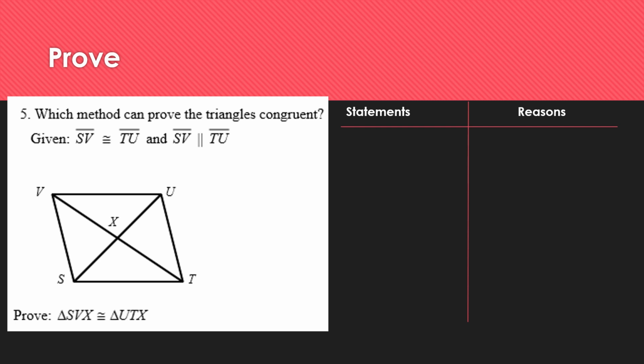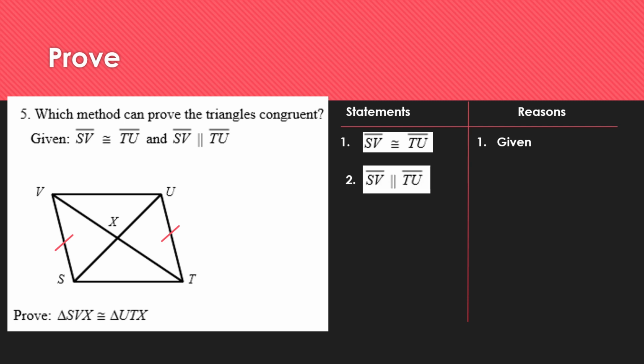Okay, so for this one, we're actually going to write out the two-column proof here. So first, what we want you to do is write your givens, and again, you can write them together, or you can write them separately. That is all up to you. So we have SV is congruent to TU, so we got a side, and then we got that SV is parallel to TU, so that's also our given.